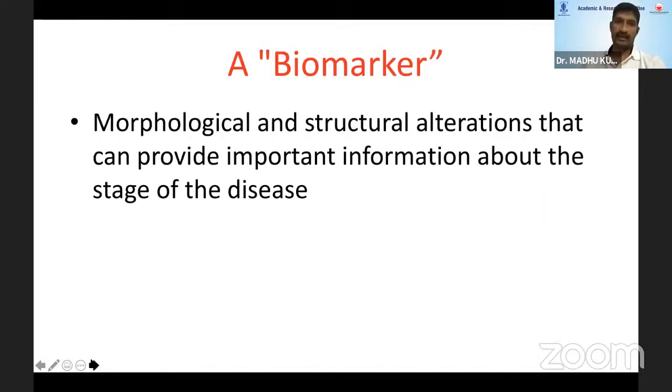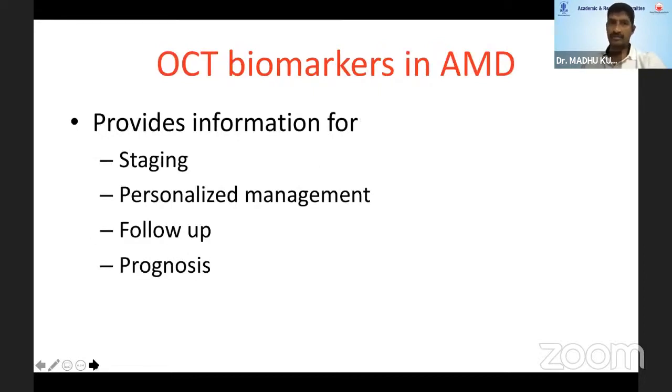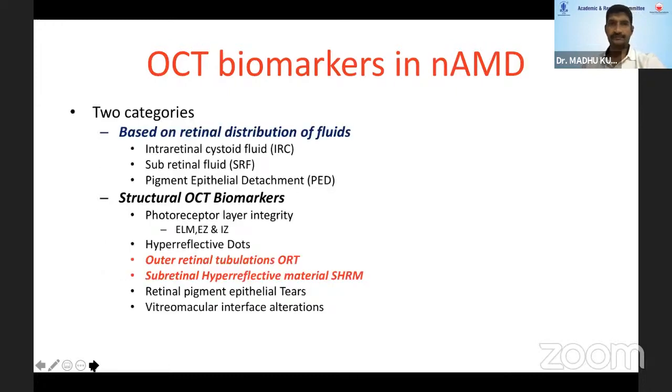So, what's a biomarker? It's a morphological and structural alteration that can provide important information about the stage of the disease. Since the invention of OCT, it has changed the way we look at retinal diseases by a large means. OCT biomarkers, especially in AMD, give us information regarding staging, personalizing treatment depending on that particular eye or stage of the disease, and following up the patient to see whether that eye is getting better, getting worse or resistant, and of course prognosis.